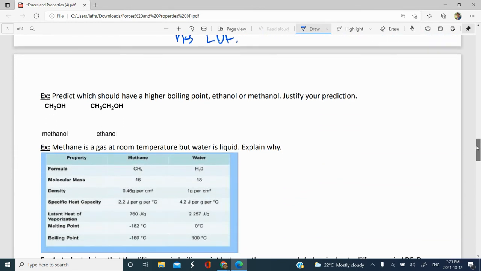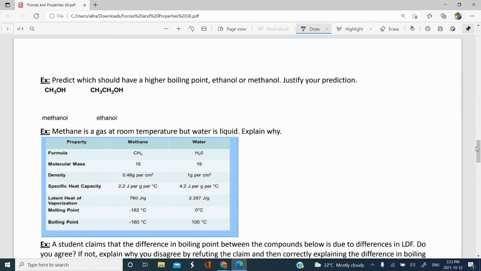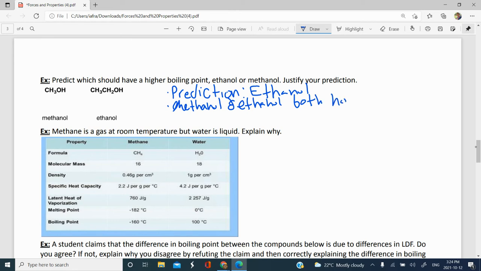And then we saw two more examples. We saw predicting which one has a higher boiling point, ethanol or methanol, and justifying our prediction. And so our prediction, and notice how I'm just being nice and to the point with my answers. You don't have to write big paragraphs. I'm looking for quality over quantity. So prediction, we said that it would be ethanol. And the reason behind that is because methanol and ethanol both have one OH group.